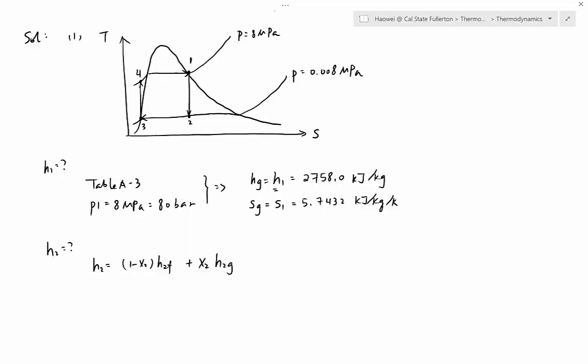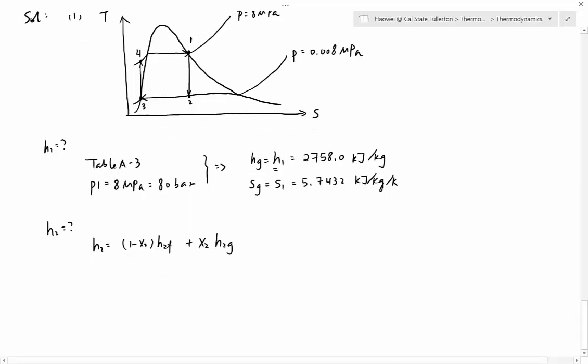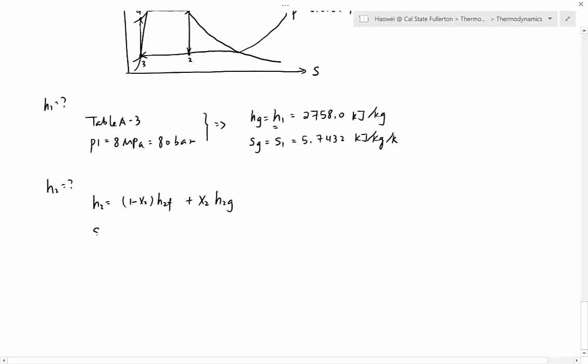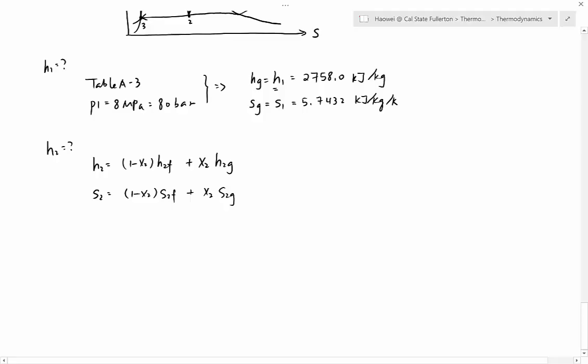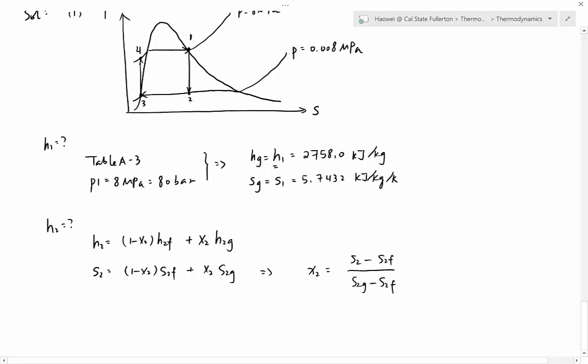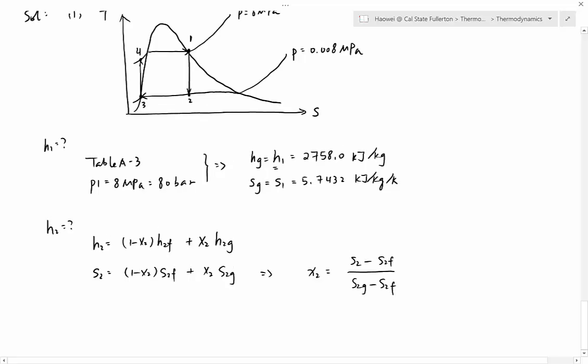How do we look for x2? We actually have done that before. We use another property. What is the other property we use? We use entropy s. s2 is equal to 1 minus x2 times s2f plus x2 times s2g. And from here, we can rewrite this equation. x2 can be rewritten to s2 minus s2f over s2g minus s2f. Let's take a look. s2f, s2g, we can easily find those two from the table.